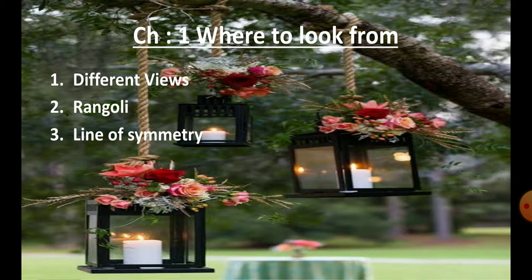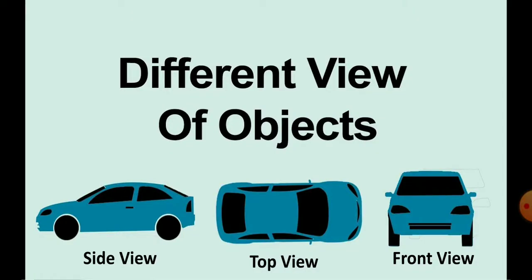Today we are going to start our first chapter, chapter number 1, Where to Look From. So let's start. There are 3 topics: different views, Rangoli, and line of symmetry. Start with the different views.